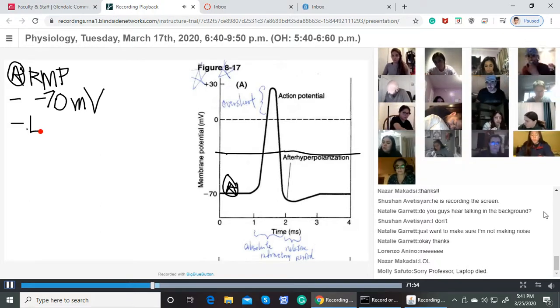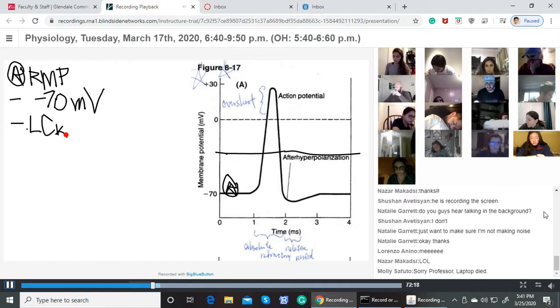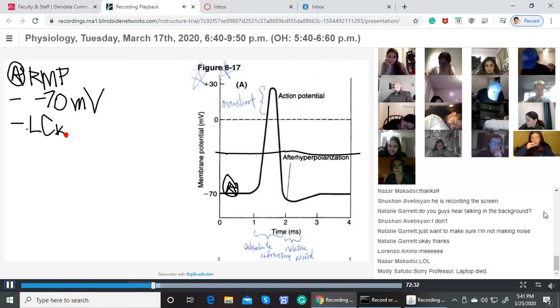What contributes the most to the RMP? Anyone knows? Potassium, correct. The leak channel of potassium contributes the most. Good. So right now we are at minus 70, and how would you describe the opening of the leak channels of potassium? Since you guys are bored, I'll give you a poll.